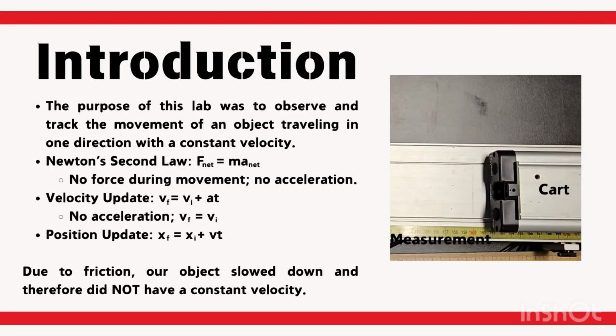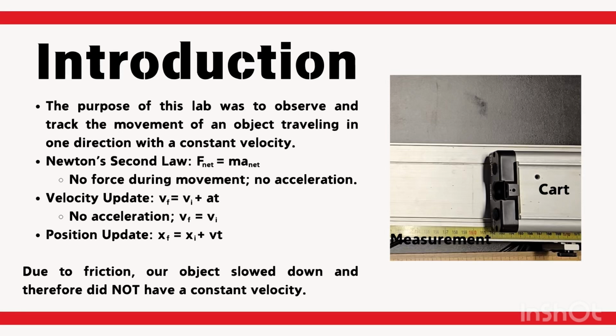So to start, the purpose of this lab was to observe and track the movement of an object traveling in one direction with a constant velocity. How we experimented with this in our group was we had a frictionless cart track and, obviously, the cart. We pushed the cart on the track using our hand, and we had the measuring tape on the track itself to help us measure the distance that the cart traveled.